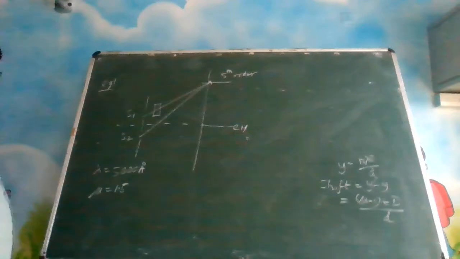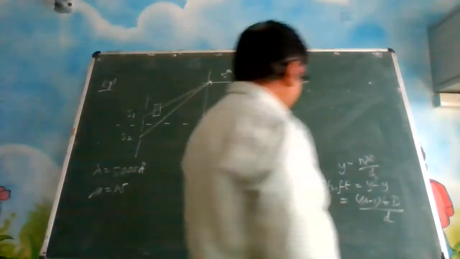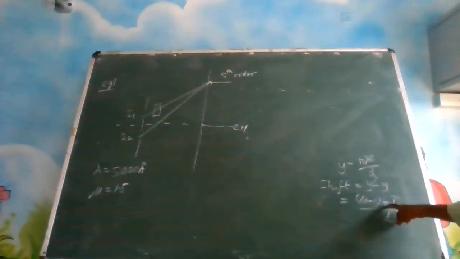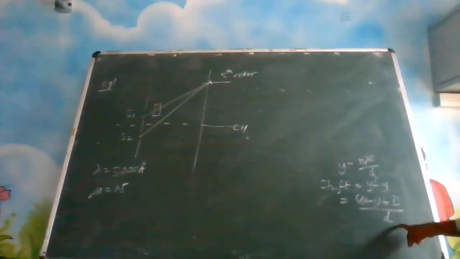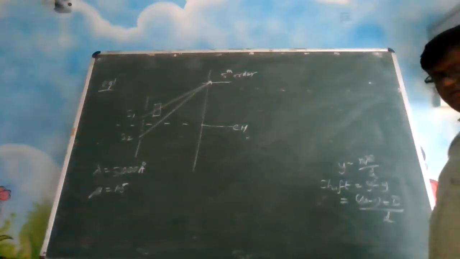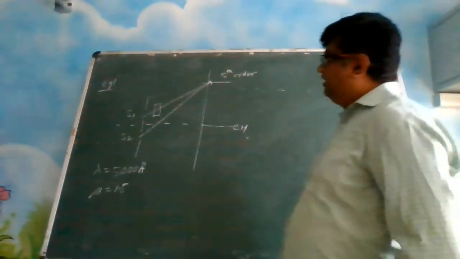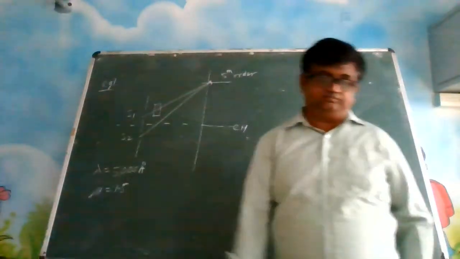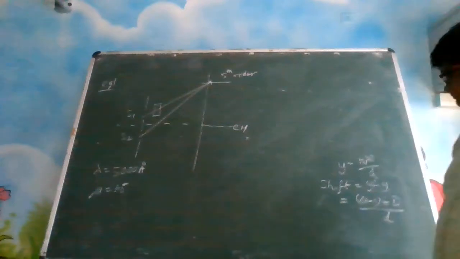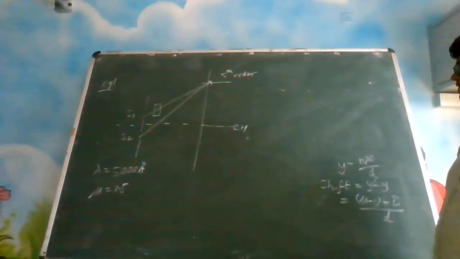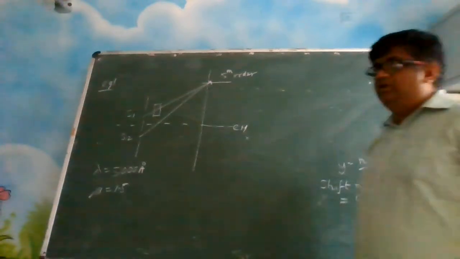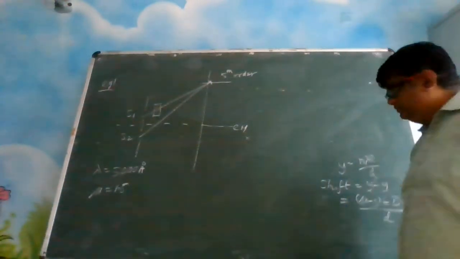Now look here, before getting into that, look at this expression: (mu minus 1) t D by d, right? Are you seeing any lambda here? There is no lambda here. So the color of the source of light doesn't matter, whether it is red, green, or blue. That is one thing. In this expression, are you seeing any n value? You are not seeing any n value.